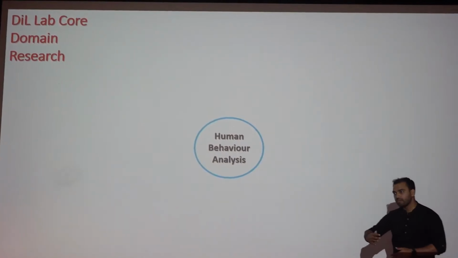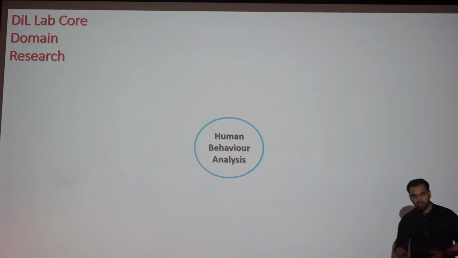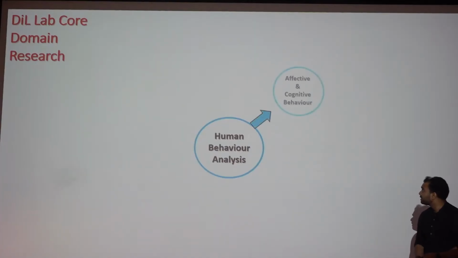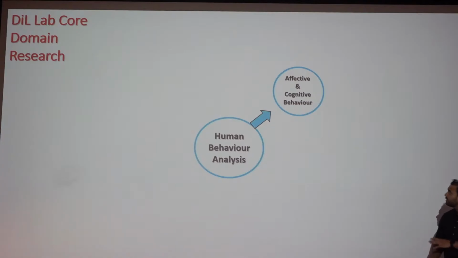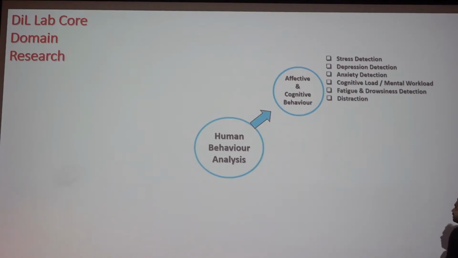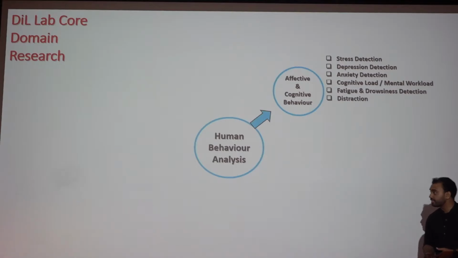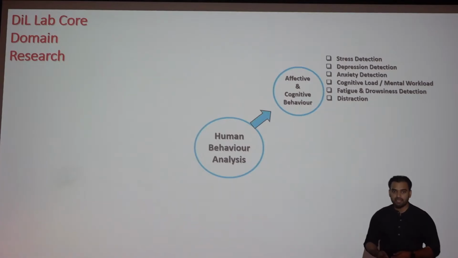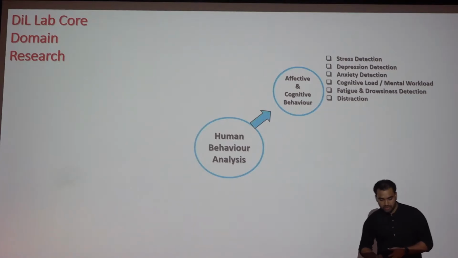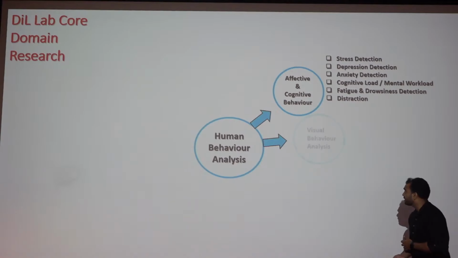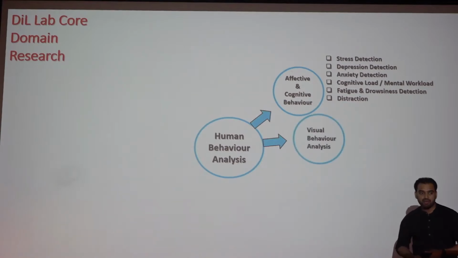We analyze different perspectives of human behavior. First we deal with affective and cognitive behavior. Mainly the students work on points like stress detection, depression or anxiety prediction, cognitive load, and distraction, and the various applications where you can apply these. That's one thing.